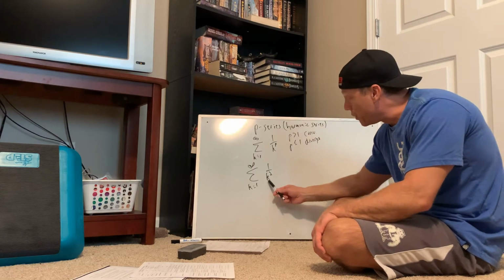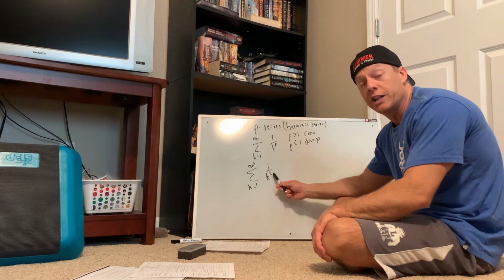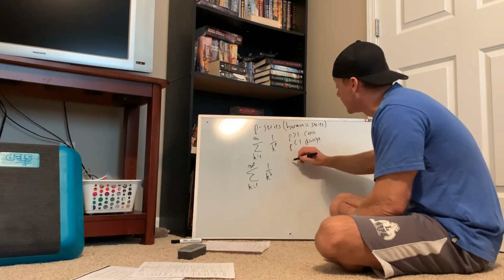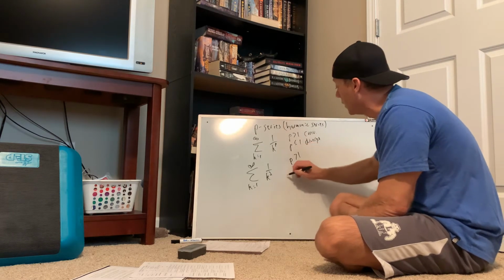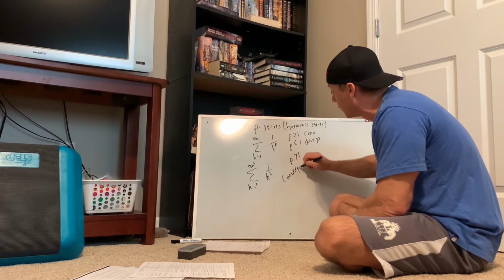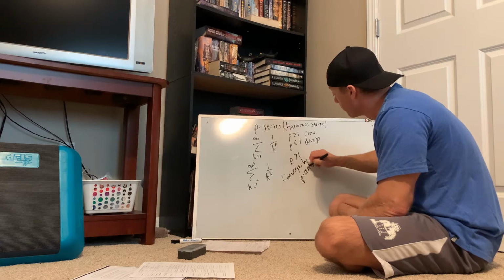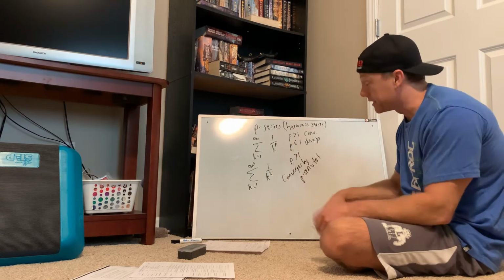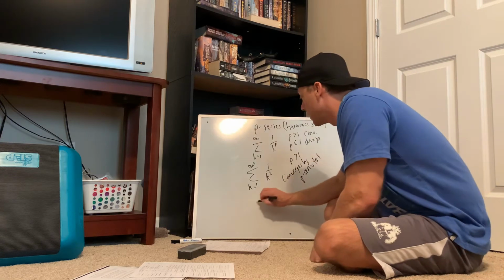So if you ever have your variable to a power in the denominator, what you can do is look to the p-series. Since p is bigger than 1, we can immediately say that this converges by the p-series test. Right? That's as easy as it is. So let's look at another one.